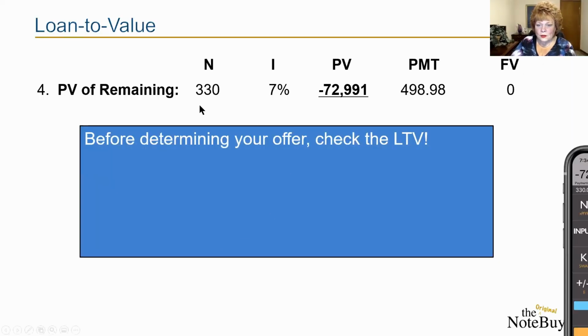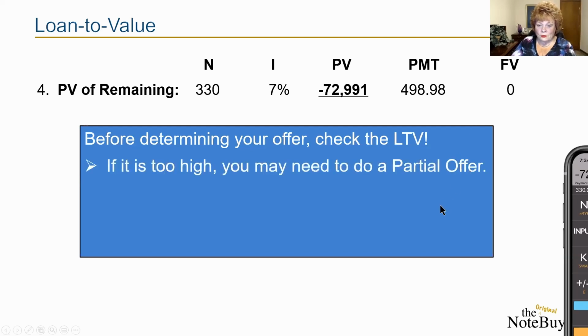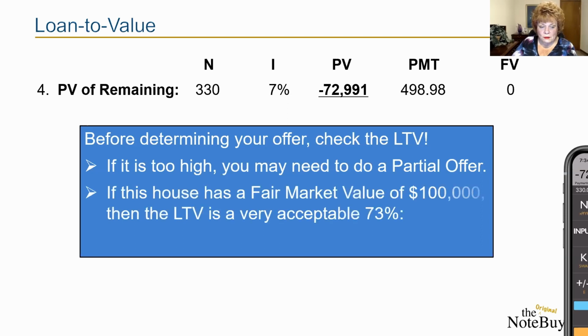So let's take a look at this. This is what we're looking at buying. This is step number 4, the present value of the remaining payments. So let's look at the loan to value. One thing that we can do if the loan to value is too high is we could consider doing a partial. Now, I don't want to get off on a tangent and go through all of that, but the idea is we buy a smaller part of the note, and that way there's more equity in it to protect whatever monies you're advancing.